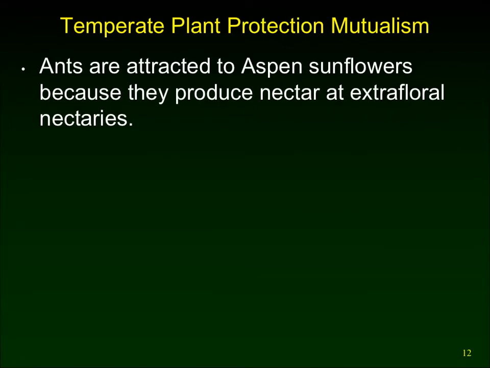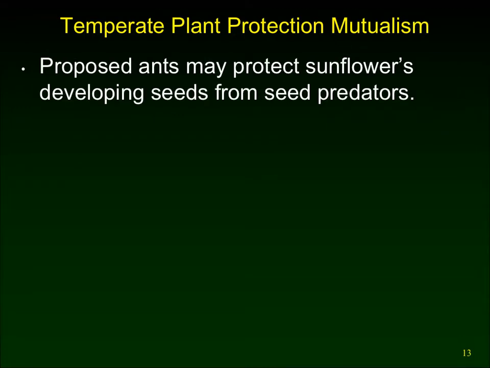Ants are also attracted to aspen sunflowers because they produce nectar at extrafloral, outside the flower, nectaries. And they found that those nectaries are rich in sucrose and amino acids, so the ants are getting a really good boost there. And these are excellent ways to attract the ants and keep them living with you, and they help protect the plants.